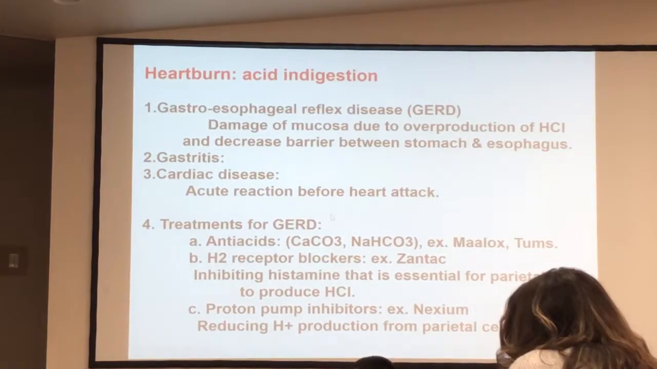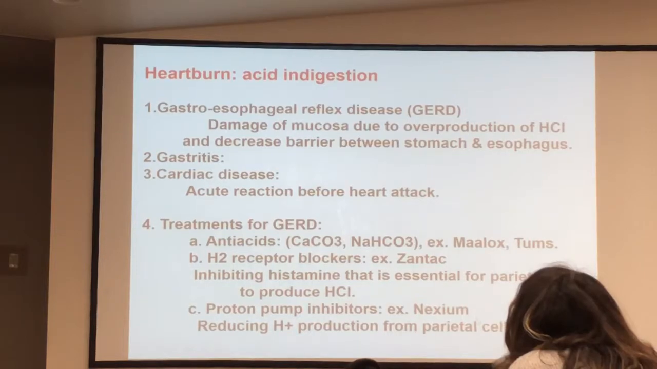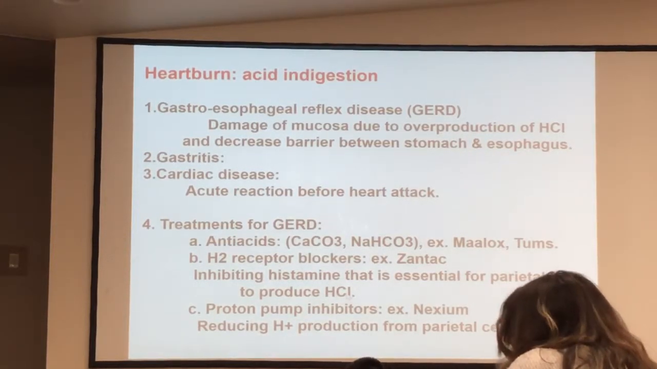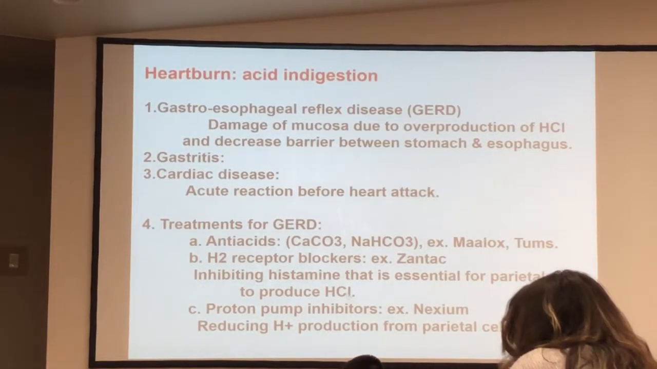How to treat this one? If it's simply acid, just antacid. We have a lot of medicine. Or we can use Zantac, or we can use Nexium. They all have different mechanisms to prevent the cell from producing HCl. There are different mechanisms, so don't worry about those mechanisms. And if it's gastritis, antibiotics, or check cardiac function.